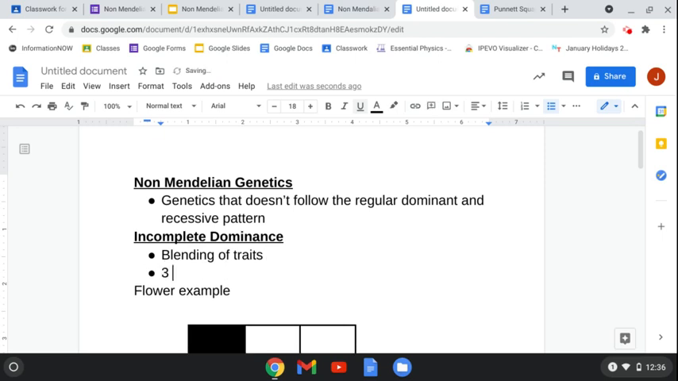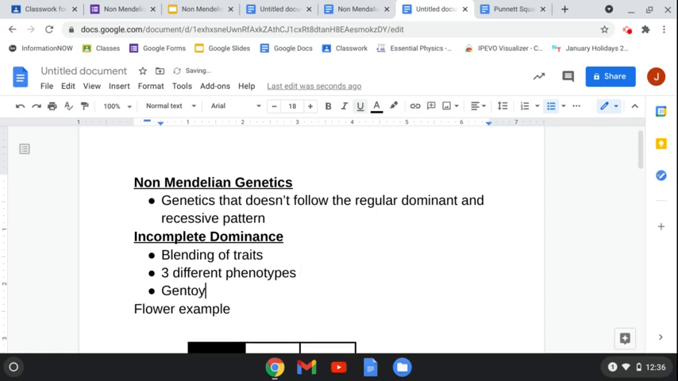So when you have incomplete dominance, you're actually going to end up with 3 different phenotypes instead of the traditional just dominant or recessive phenotypes. Because of this, your genotypic and your phenotypic ratios are going to be identical. And I'm going to do an example so you can see what I mean by that.